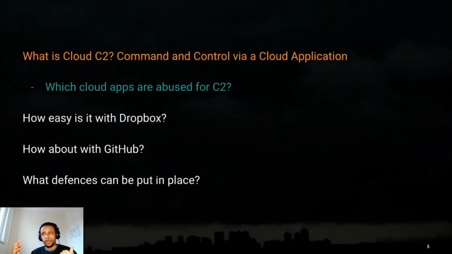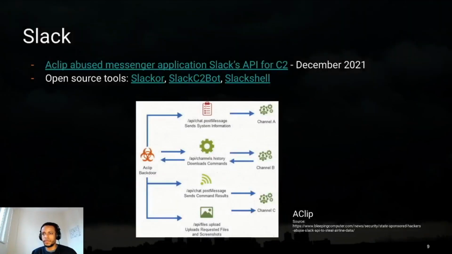So we've just talked about what Cloud C2 is, right? Cloud C2 is command and control network communication happening via cloud application. So let's dive a little into which apps are being abused for command and control. We've picked a few fairly recent examples that we found to be really interesting, which abused the cloud apps in a rather interesting fashion.